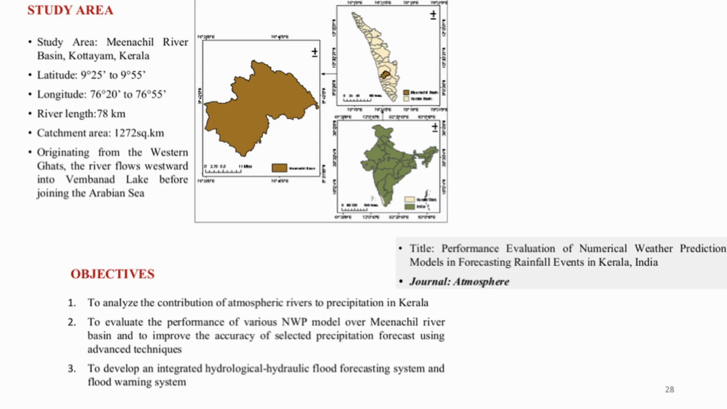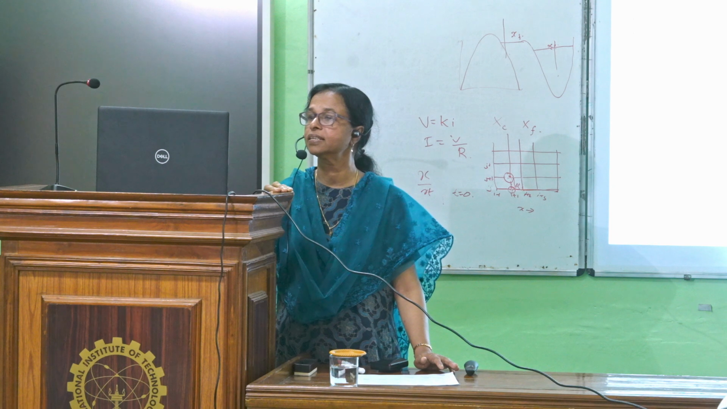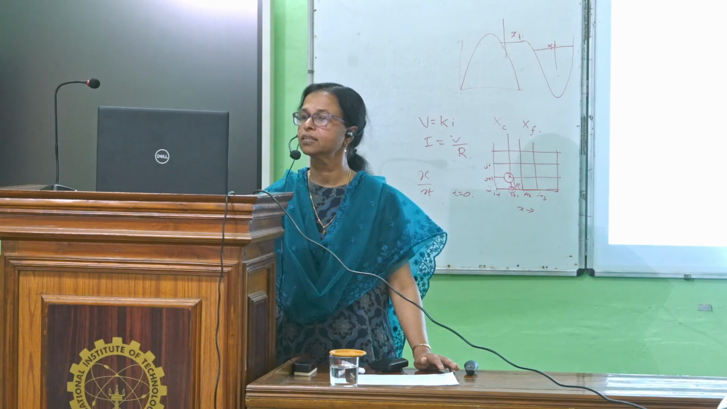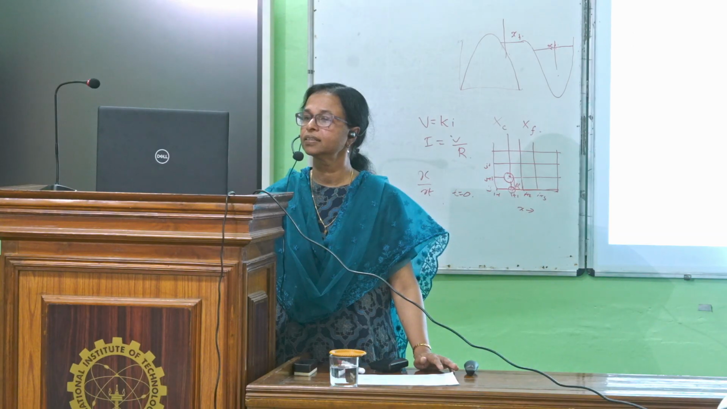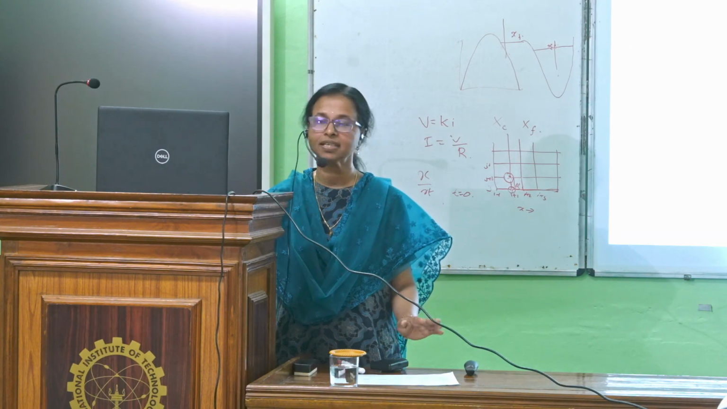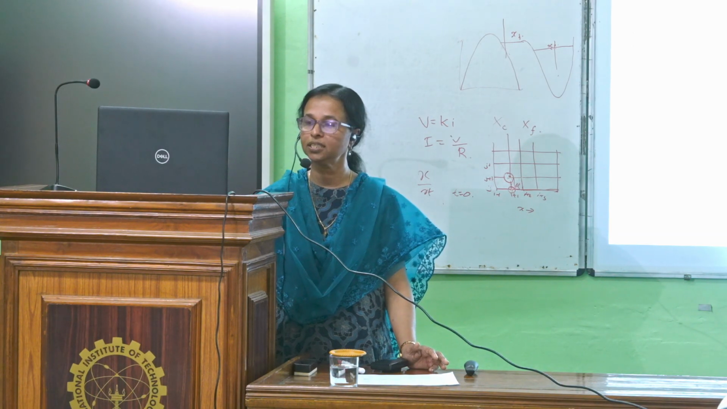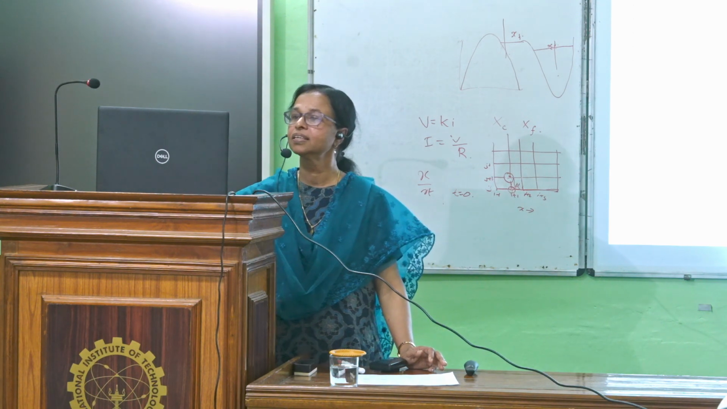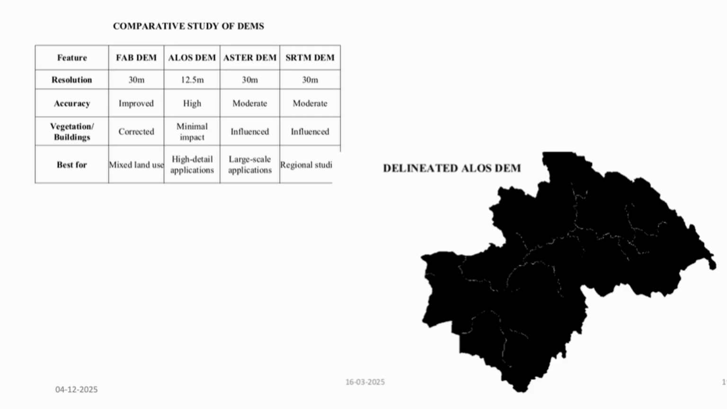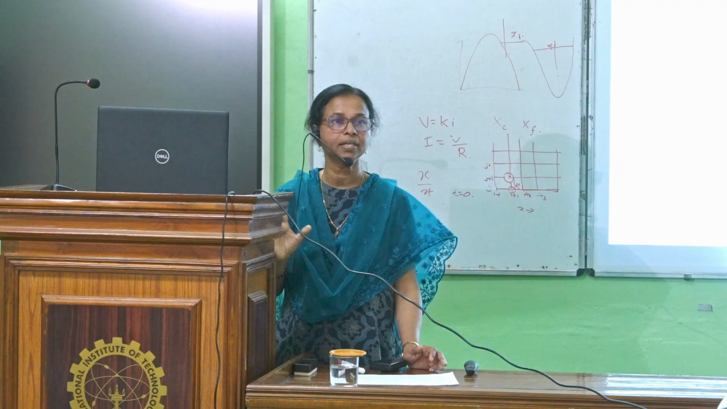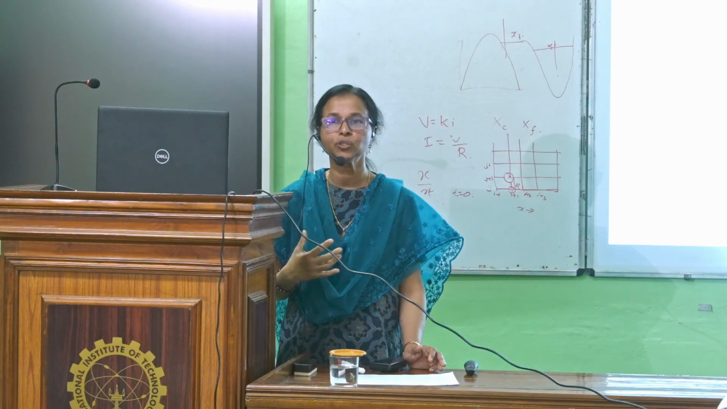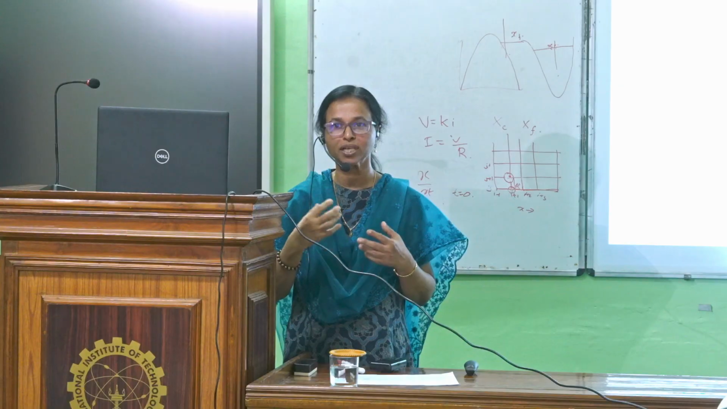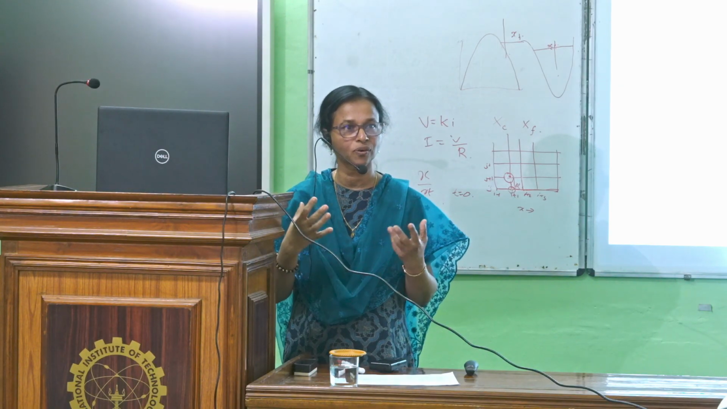Here the objective was to analyze, and she took the Spinachil River basin. She analyzed the contribution of atmospheric rivers to precipitation in Kerala. Then there was the NWP objective, the second one, already published with Professor Sridhar. For the third objective I haven't done anything yet; I have to compile it. In that study she considered many DEMs and faced a lot of issues. When she used some DEMs, even on the downstream side, she was not able to find some of the streams that already existed.